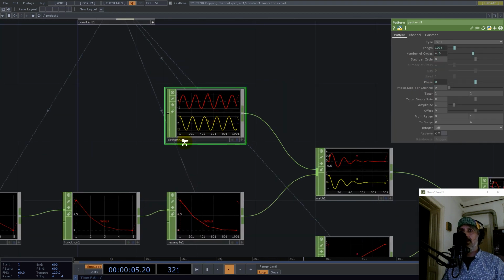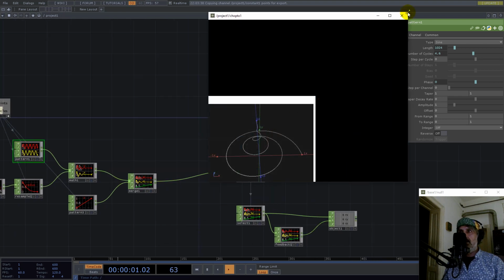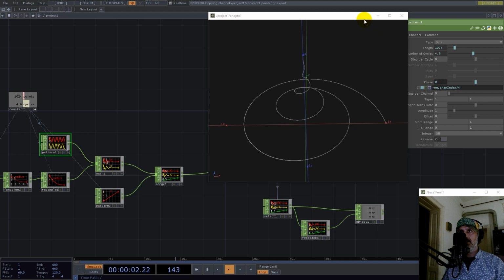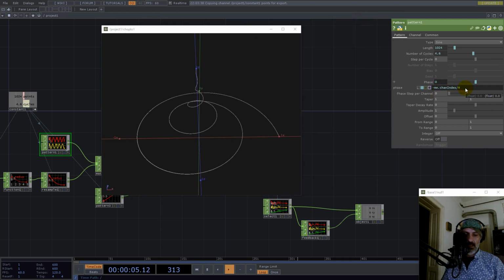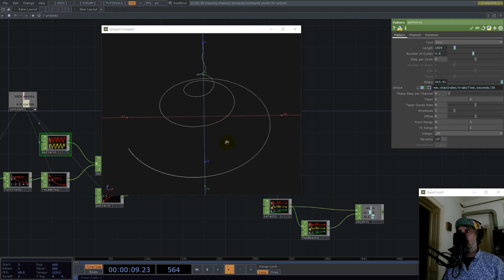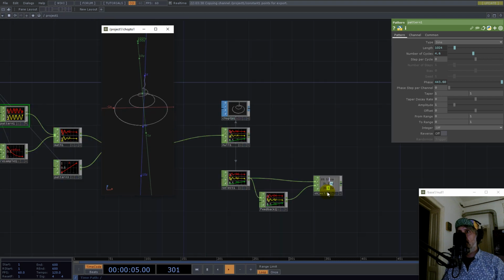Let's go here and see how we make this move a little bit, right? So we know that if we change the phase, the spiral looks like it's moving, and now the phase here is taken by this expression, but we actually can say plus ABS time dot seconds divided by 30. Okay, and now we have motion here.